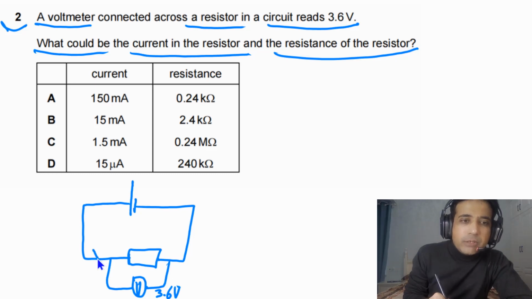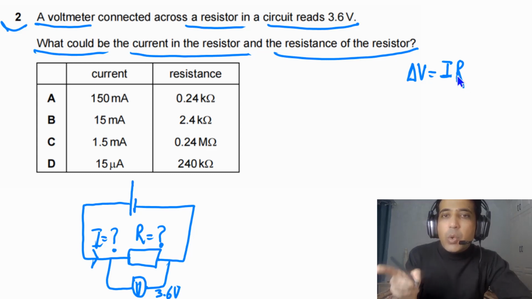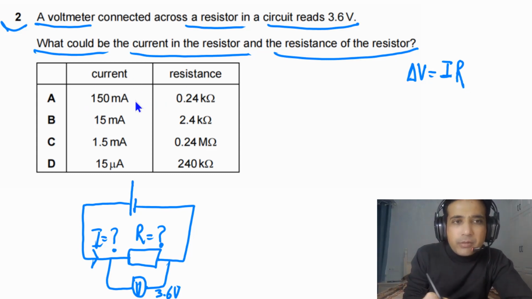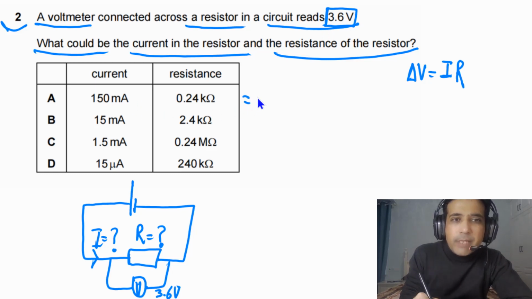Now the question is asking us what is the value of I and what is the possible value of R, but we need to understand that the potential difference across this resistor is equal to the product of the current passing through this resistor and the resistance of this resistor. So we simply need to multiply these two quantities and find out which one is equal to 3.6 volts. First of all, you can multiply these two. So we have 150 milliamps.